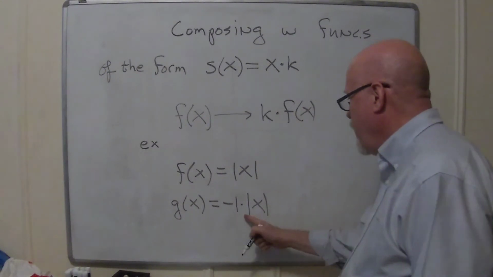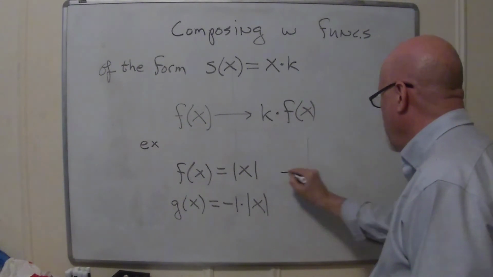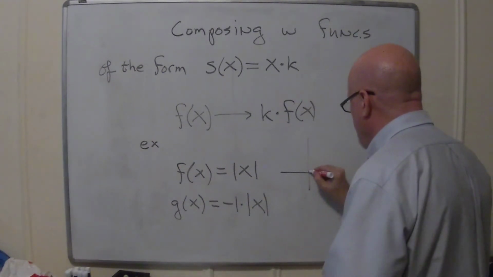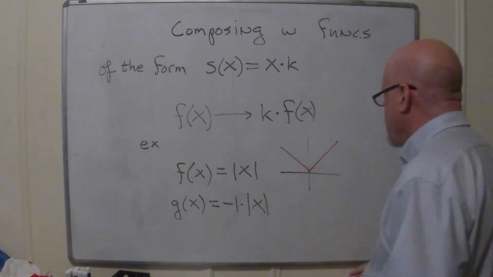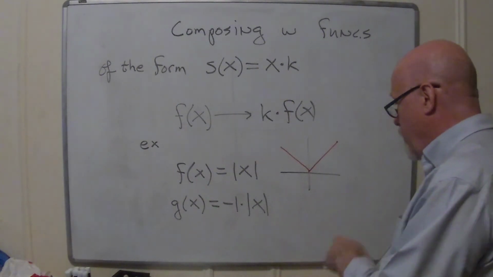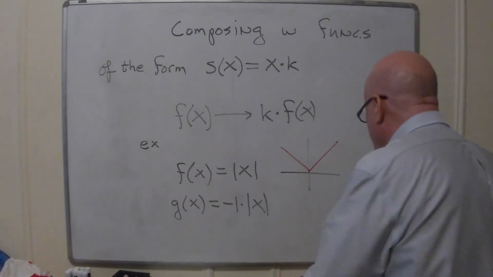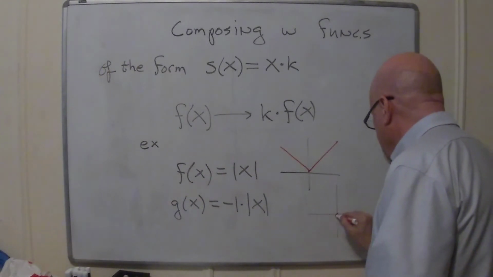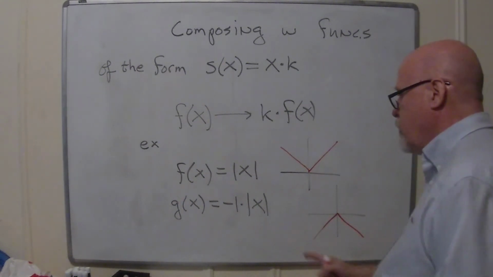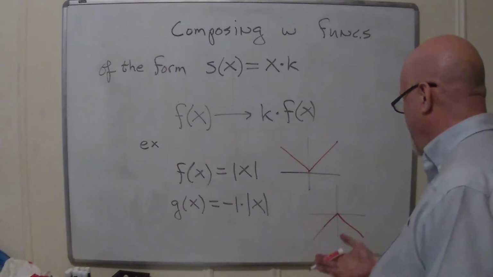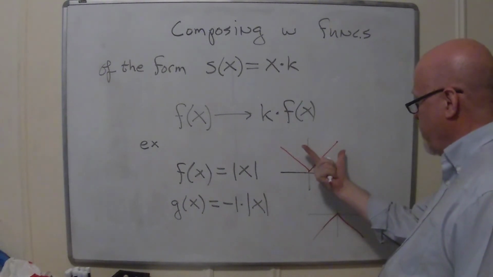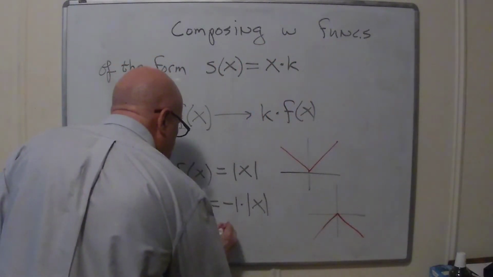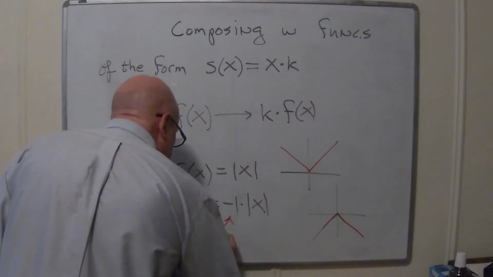Anyway, what happens to the graphs here? Let me quickly sketch it for you. The absolute value graph looks like a V. Looks like that. If you multiply on the outside by -1, it's going to turn that V upside down. So this is actually a mirror image kind of effect. So the upright V turned into an upside down V. And so multiplying by -1 on the outside, that is reflection in the x-axis.